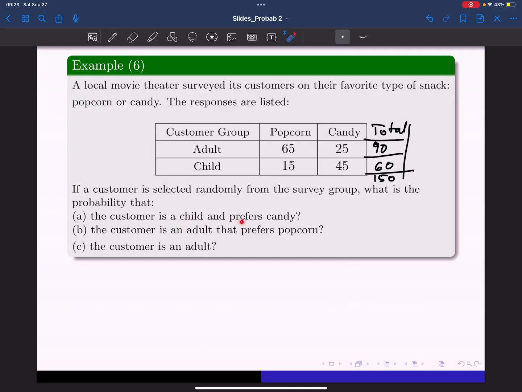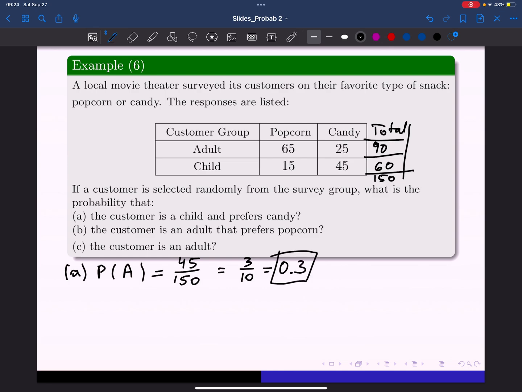So now we can answer part A. Let's call the event in part A event A. The probability of event A: the customer is a child and prefers candy. Child and prefers candy is 45 out of 150, and this we can divide by 15. So we're going to have 3 out of 10, or we can simply use the calculator, and that's going to give us 0.3.